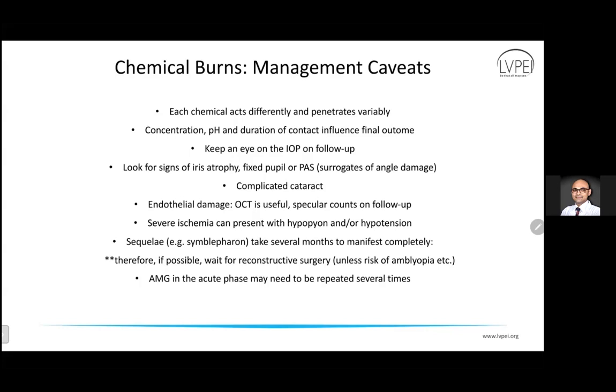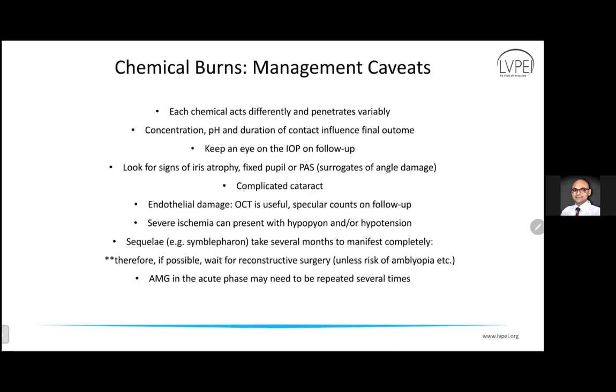Do keep an eye on intraocular pressure on follow-up. A lot of these patients have hypotony. A lot of these patients can also have elevated intraocular pressure, and that requires management. Once the cornea starts to clear, look for signs of iris atrophy, a fixed pupil, sometimes ectropion uvea, or peripheral anterior synechiae, which are all surrogates of angle damage and of deeper penetration of the chemical, or even a complicated cataract.